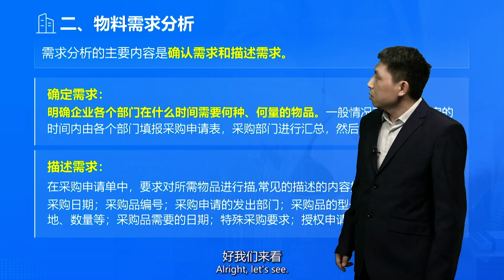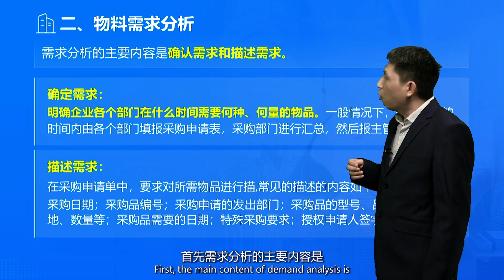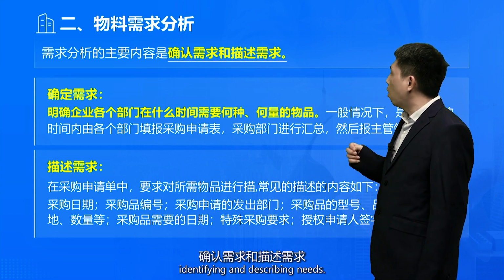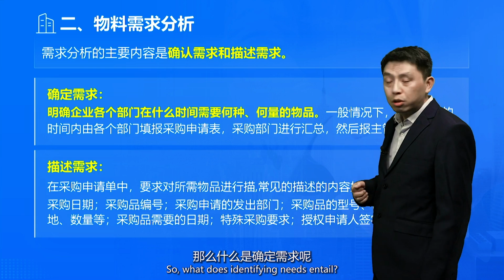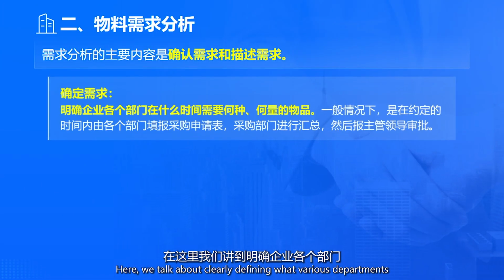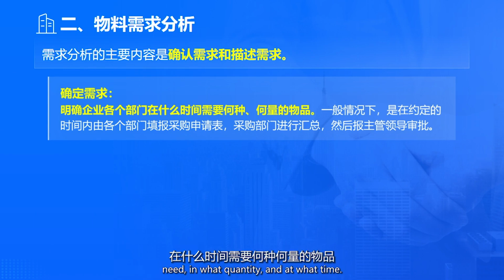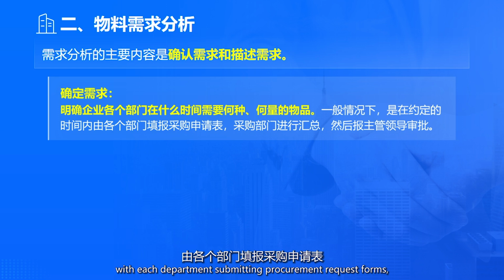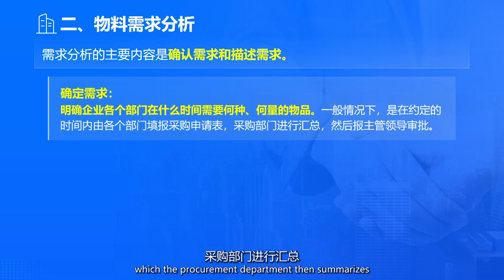Alright, let's see. First, the main content of demand analysis is identifying and describing needs. So, what does identifying needs entail? Here, we talk about clearly defining what various departments need, in what quantity, and at what time. Generally, this is done within a specified time frame, with each department submitting procurement request forms, which the procurement department then summarizes and submits for approval by the supervising leader.